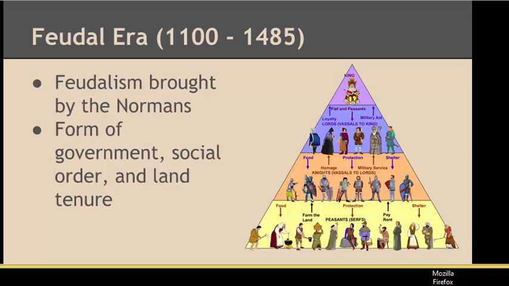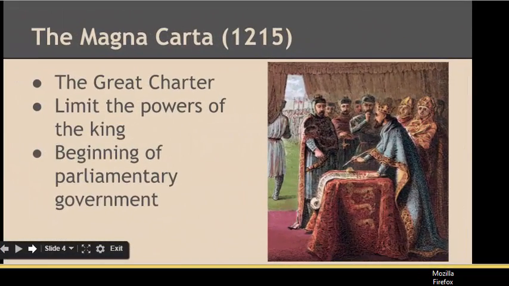Now, it's important to note that this triangle was not extremely rigid. There was some fluidity there, and in fact, it was the nobles in 1215 who forced the king to sign the Magna Carta. The Magna Carta was also known as the Great Charter, and its job was to limit the powers of the king. This was the beginning of parliamentary government in England. So just because the king was considered the top of the triangle in that idea of feudalism, the nobles still were able to force the king to sign this important document.